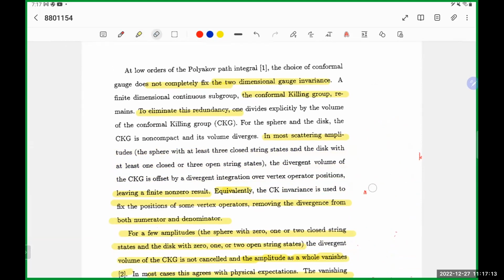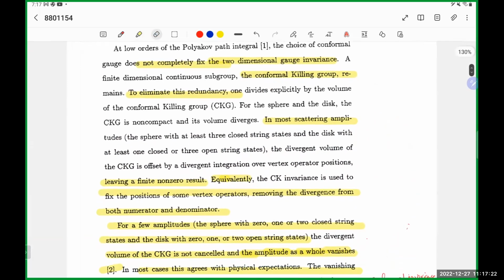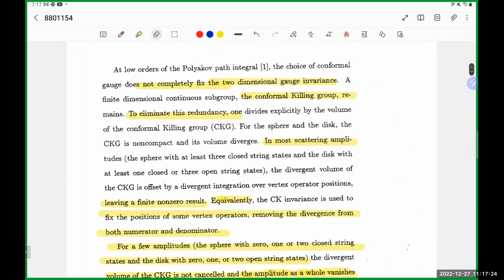Let me erase my notes. What they say in this paper is very, very important to go over, even the first paragraph, for understanding the string amplitude prescription. It's critical.